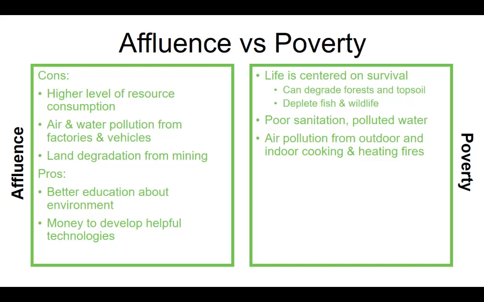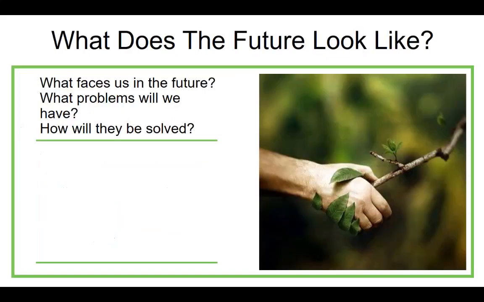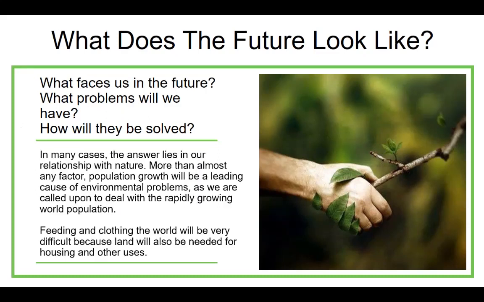So we start looking at this and we have to start thinking about, well, what does the future really look like? What faces us in the future? What problems are we going to go ahead and have? And how are we going to solve them? And the answer in many cases turns out to be in our relationship with nature. More than almost any factor, population growth will be a leading cause of environmental problems moving forward.